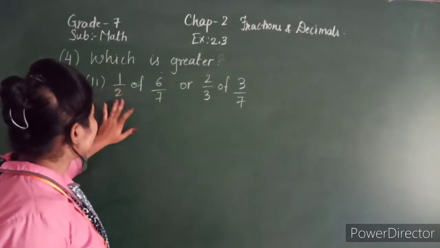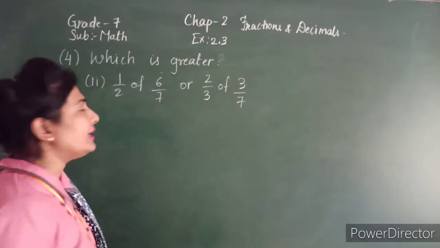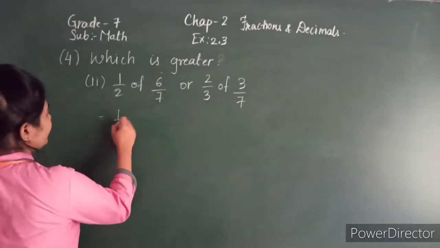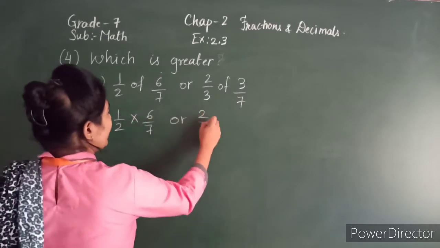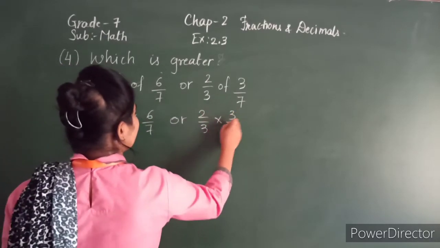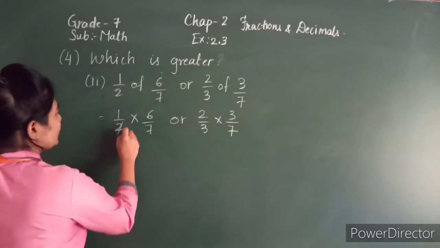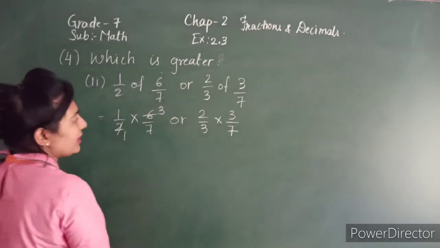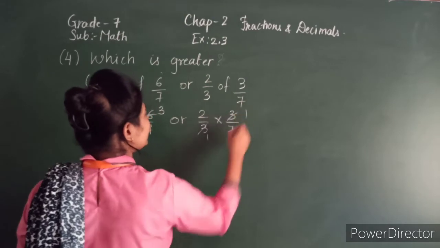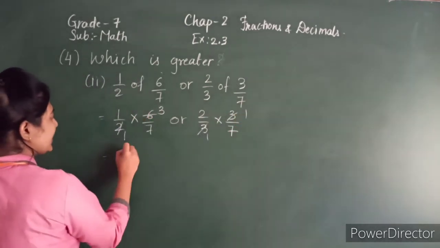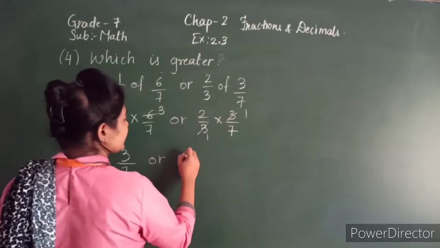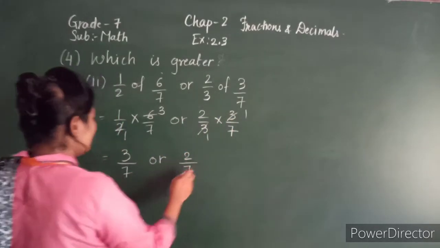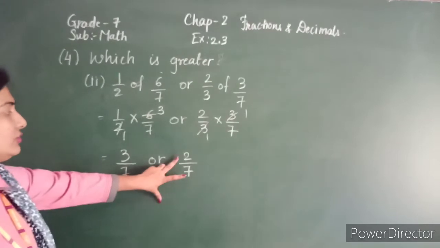Now the second one: 1 by 2 of 6 by 7, or 2 by 3 of 3 by 7. So here, 1 by 2 into 6 upon 7, or 2 by 3 into 3 upon 7. Here 2 1s are 2, 2 3s are 6, and here 3 1s are 3, and 3 1s are 3. So 1 3s are 3 upon 1 7s are 7, or here 2 1s are 2 and 1 7s are 7. So here 3 by 7, or here 2 by 7.